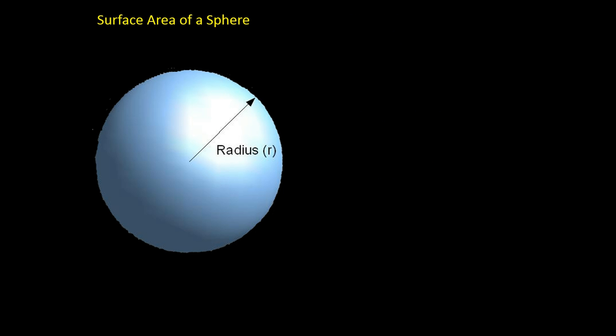Now spheres have no flat surfaces. All of their surfaces are curved. And to find the surface area of a sphere, we only need to know one thing about the sphere, and that's its radius. The surface area of a sphere is 4 pi times the square of its radius.